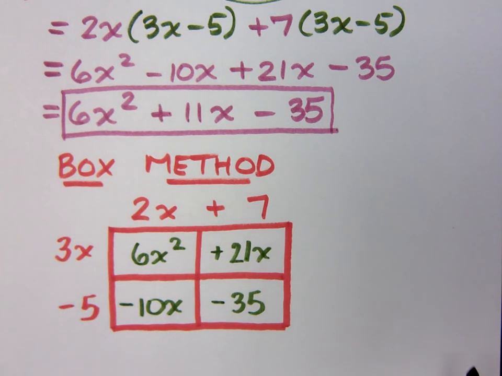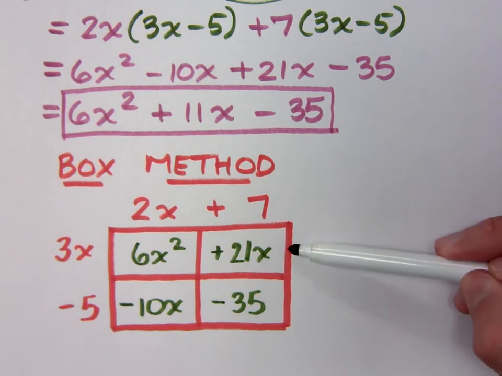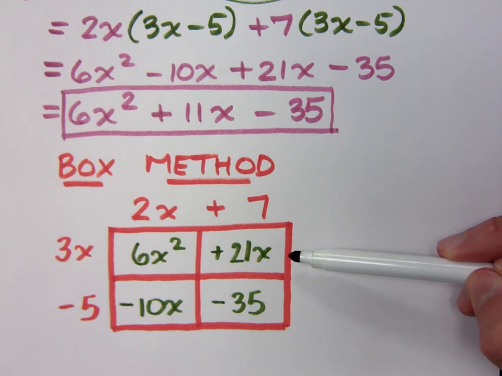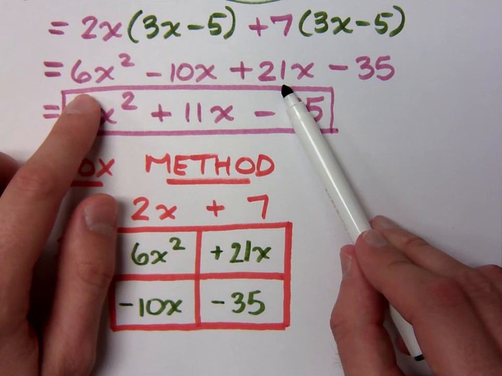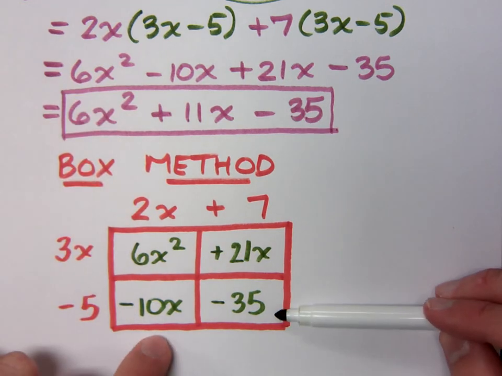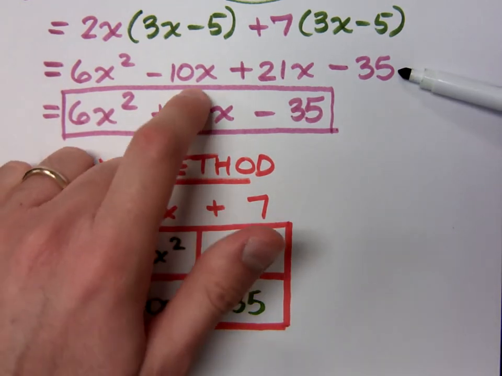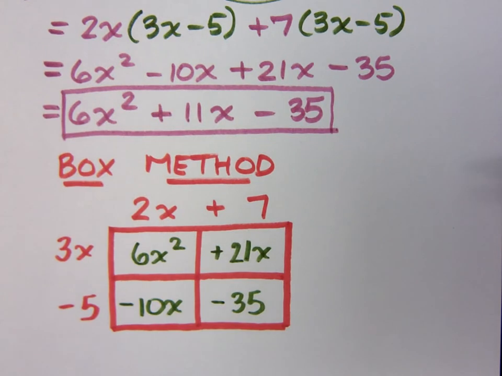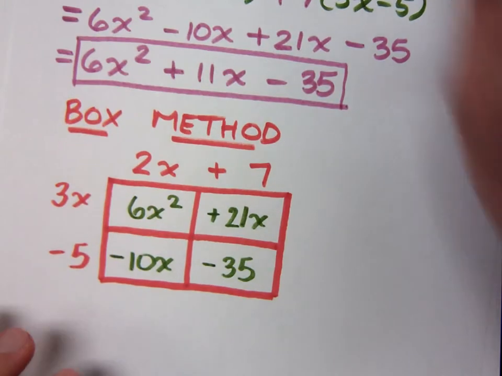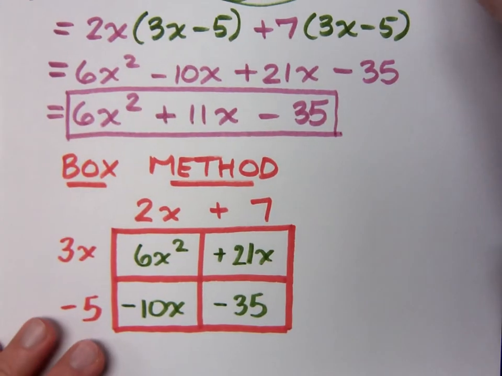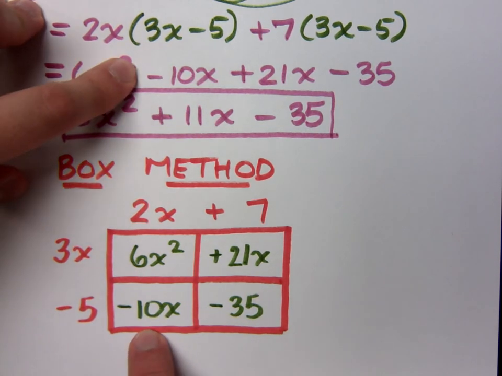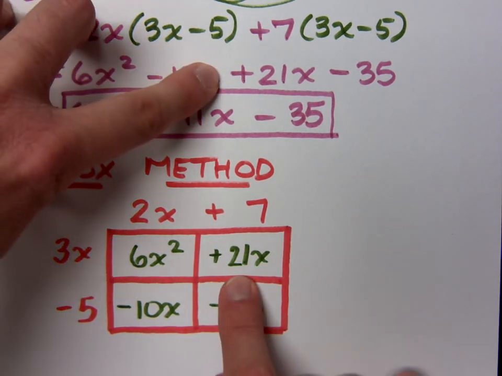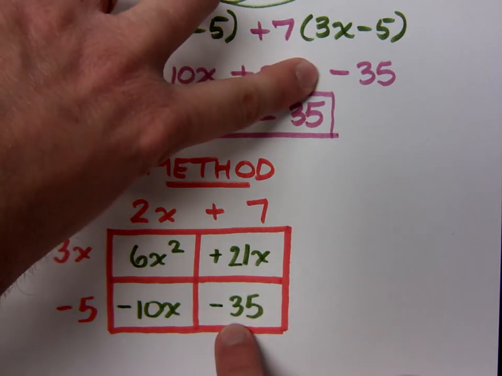Now, I want you to see something. See this row right here, the 6x squared plus 21x? You see these same two terms right here. And then the negative 10x minus 35 are these two terms right here. So it's all the same terms. The order may look just a little bit different, right? But you see all the terms are the same. There's your 6x squared, your minus 10x, your plus 21x, and your minus 35.